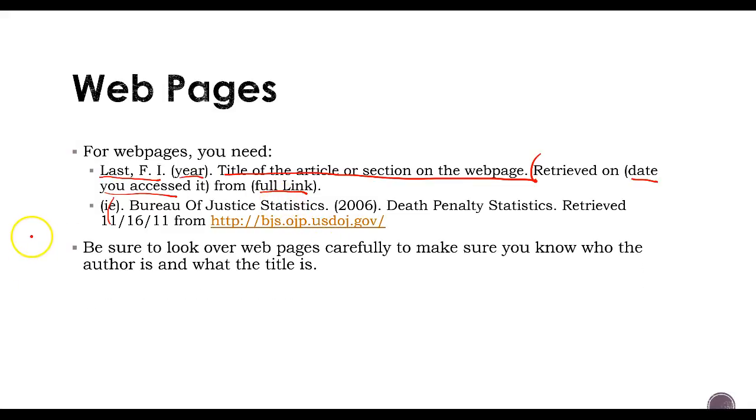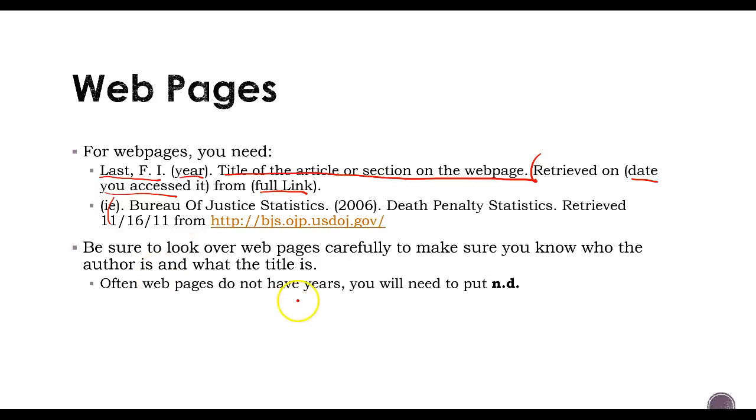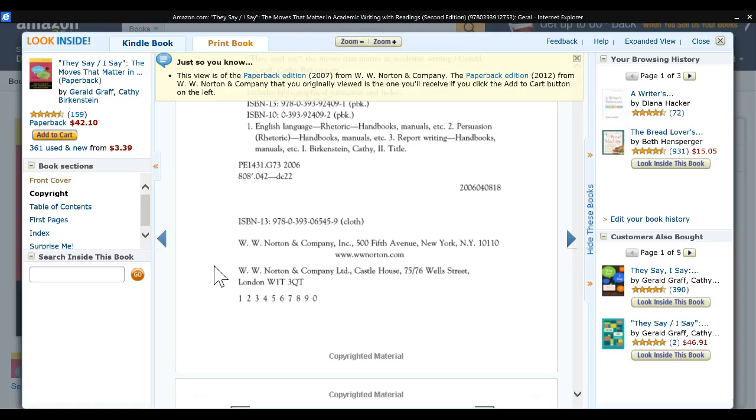So it can be hard to find some of this information, so make sure you look over your web pages carefully and you know who the author is and you know what the title is. Often the web pages won't have years, right? So you need to put ND if there's no year given. Let's just take a quick look at that one.